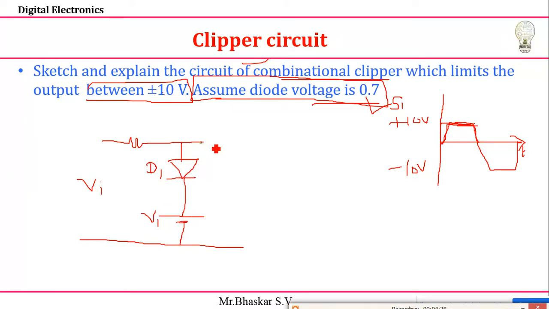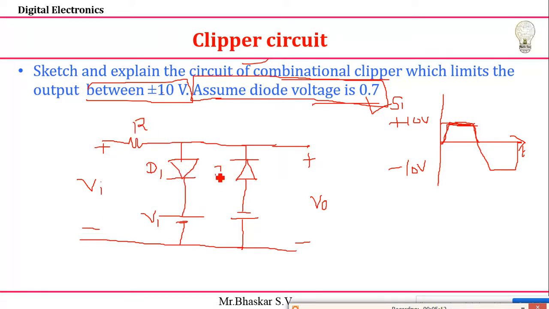Next, I want to get the negative clipper. What circuit will we get? First I write the cathode, next the anode, and a negative power supply, so it is minus and next plus. Totally we connect it to the output, plus and minus, and the input also is plus and minus. This is my resistance, this is diode 1, and this is diode 2.